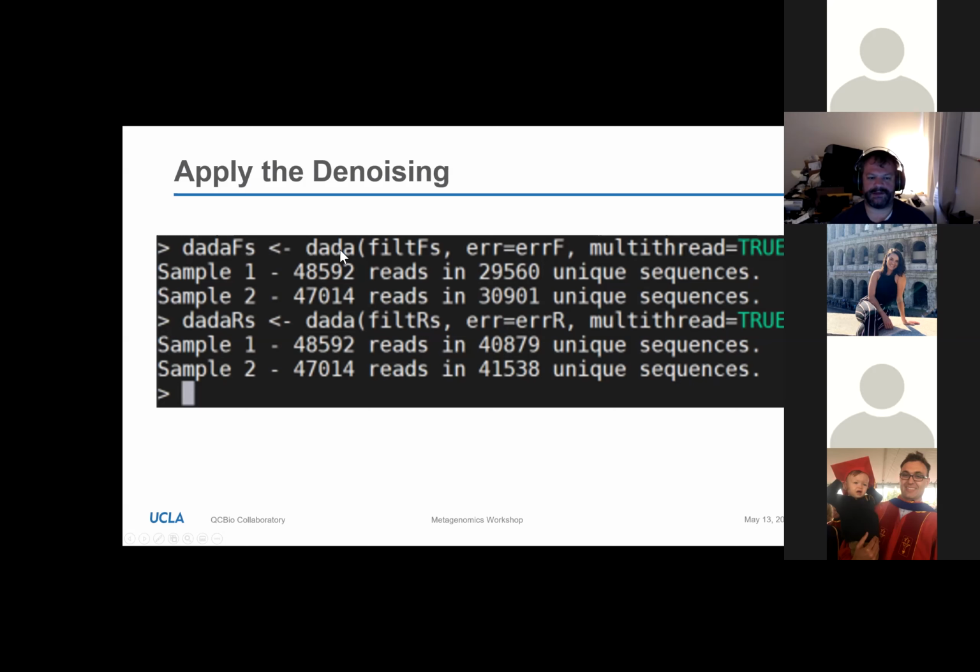We're running the DADA, which stands for Divisive Amplicon Denoising Algorithm. We're going to give it our filtered forward reads and our error model, and we're going to tell it to multi-thread because this will make it go a lot faster. This one usually runs in about 1 to 3 minutes. For our reverse reads, we're going to do the same thing, only in this case, we're storing them as the R's. We're going to give it the filtered reverse reads and the reverse error model. So run these two. This should take probably no longer than 5 minutes.